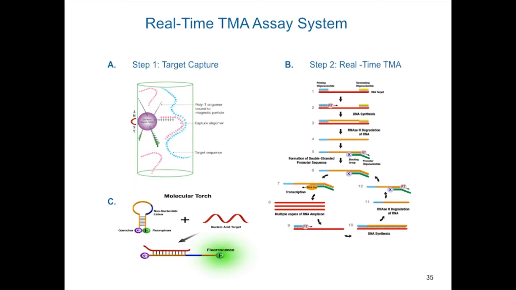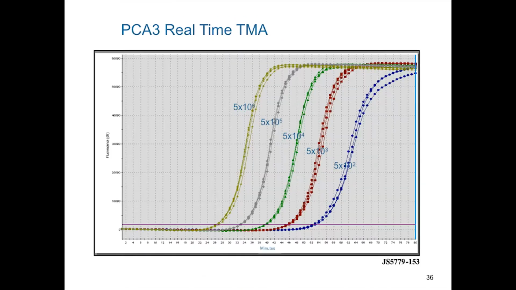So add that in, add in a real-time version. This is exactly the same as TMA, but runs in reverse, uses a blocker. It's just like TMA, but it's a reverse TMA. GenProbe uses it for real-time. And so you take specific target capture, this reverse version of TMA, and those molecular torches that Mick Becker invented, and you can do real-time also.